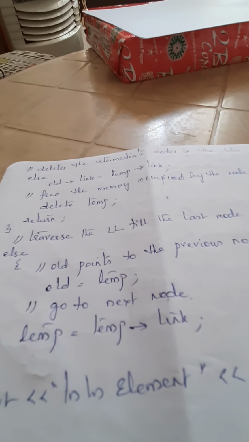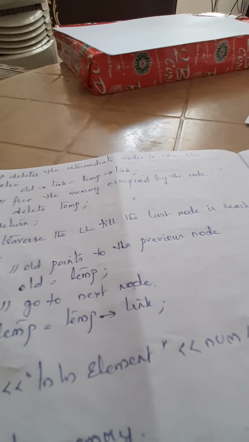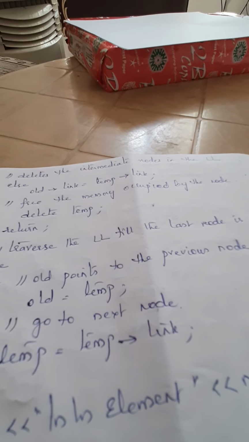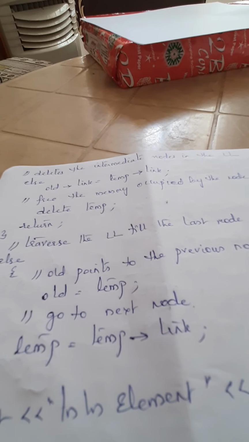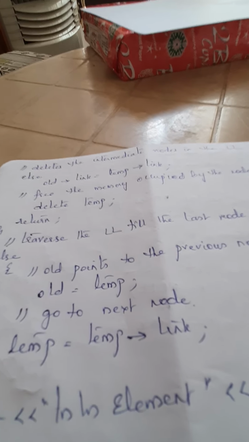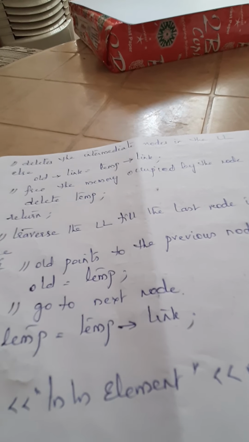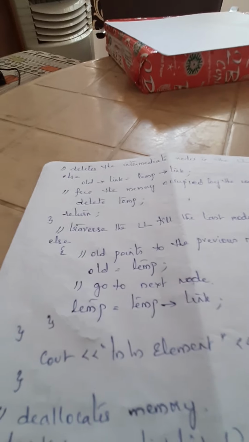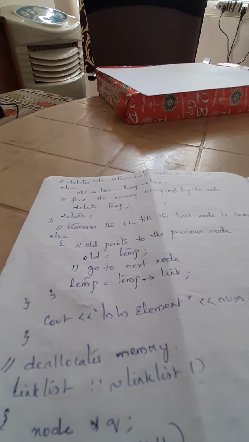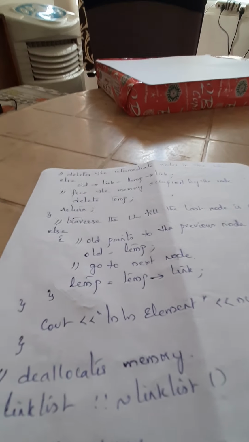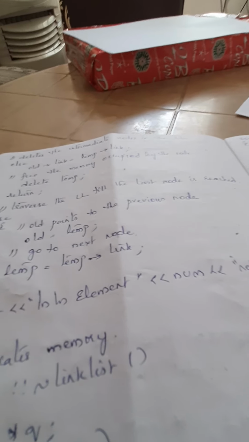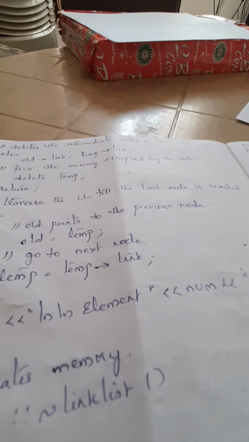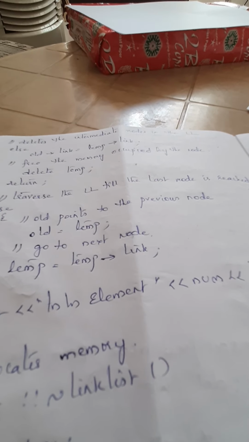So what you have to do, traverse the linked list till the last node is reached and then point to the new node. Else the old points to the previous node, old is equal to temp, and go to the next node, temp is equal to temp of link. Okay, see, the element that is deleted is the number, and whatever element is deleted, that number will be deleted, and if it is not found, then you will say element is not found.